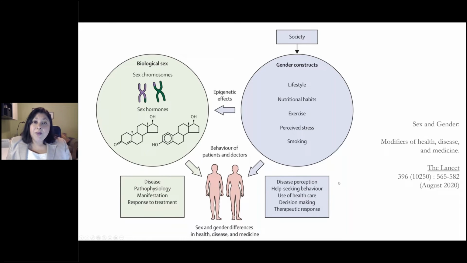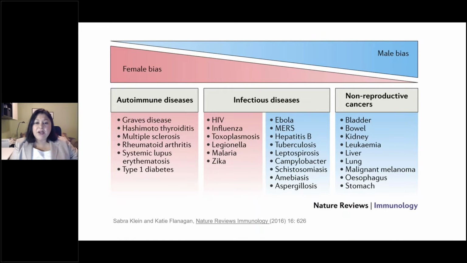For those of you who may be interested, this particular figure has been taken from the Lancet review article in 2020, talking about sex and gender as modifiers of health and disease. It is thus not surprising that sex, in this case, has a bias in autoimmune disease, reproductive cancers, as well as infectious disease. For today's webinar, we are going to be focusing on the influence of sex in infectious disease.